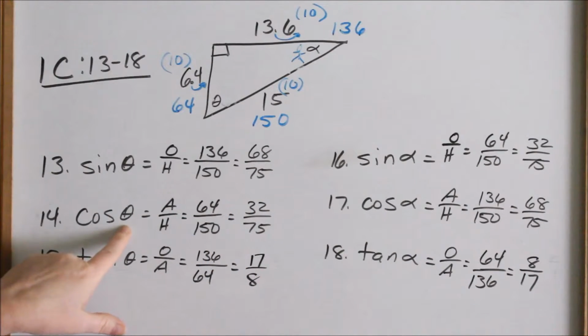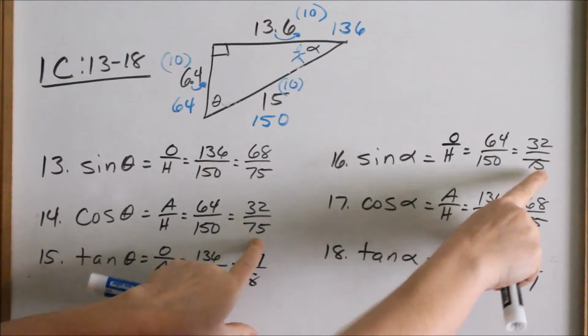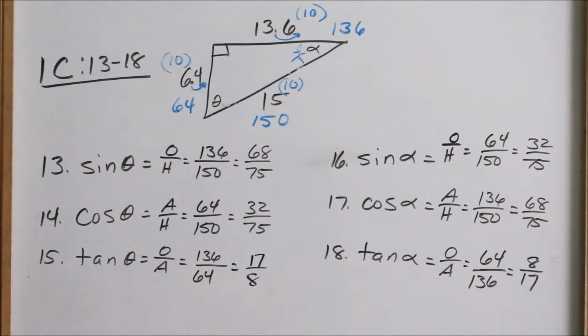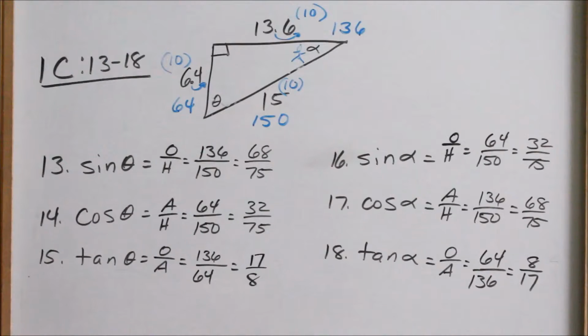The same is true: cosine theta here is the same as sine alpha of the other one. So cosine theta is the same as sine of the other one. And then if you look at the tangents, they're going to end up being reciprocals of each other.